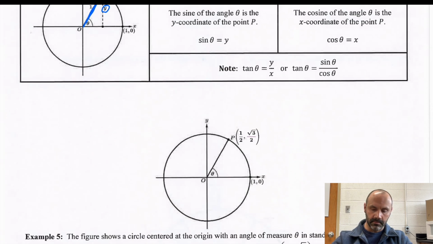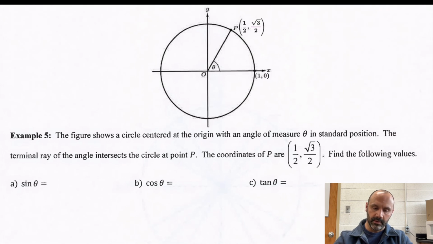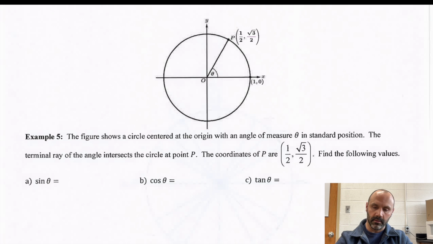So let's look at some examples here. All right, we have a point here where the x-coordinate is 1/2, and then we have the square root of 3 over 2. This is actually pi over 3, or 60 degrees. Again, you'll memorize these later, but I'll just give that to you now. So the figure shows a circle centered on the origin, where theta is in the center position. Here are the coordinates, find the values.